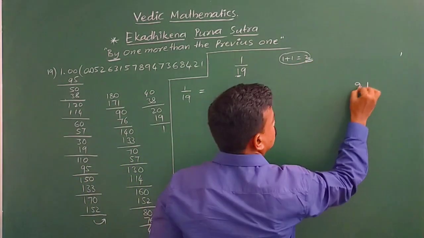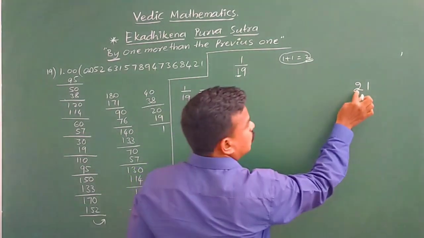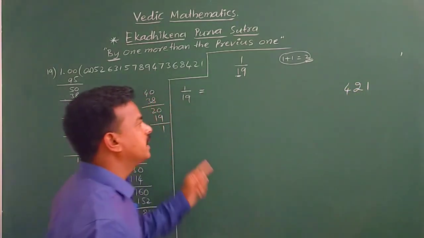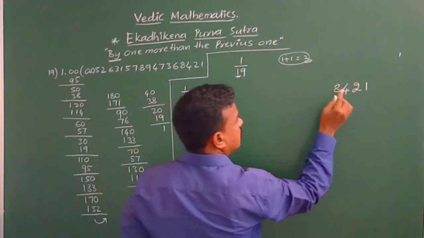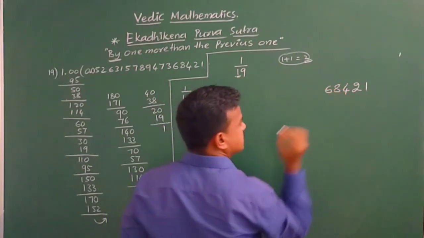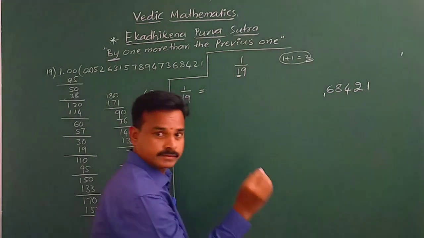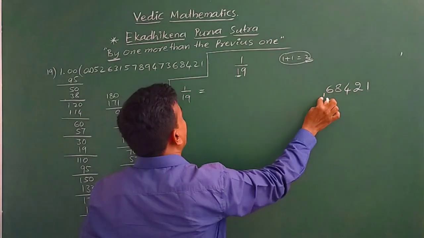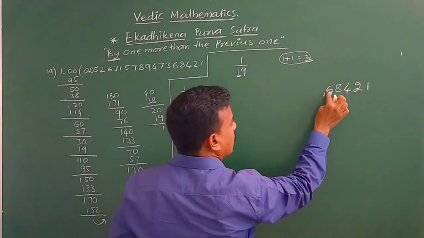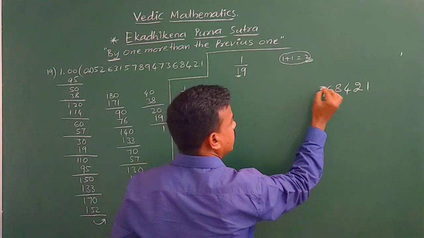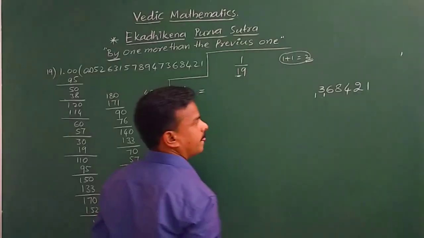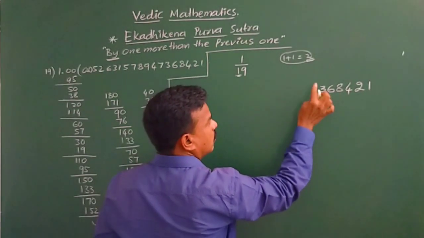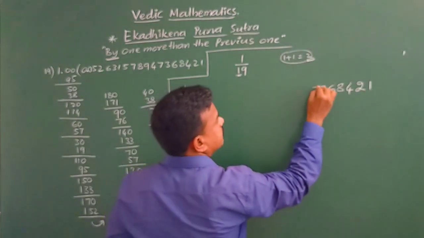2 ones are 2, right here. Again 2 twos, this 2 into this 2, 2 twos are 4. Next 2 fours are 8. 2 eights are 16. Right? 6 you write and carry 1. Again 2 sixes are 12 plus 1, 13. 3 you write and carry 1. Again 2 threes are 6 plus 1, 7.